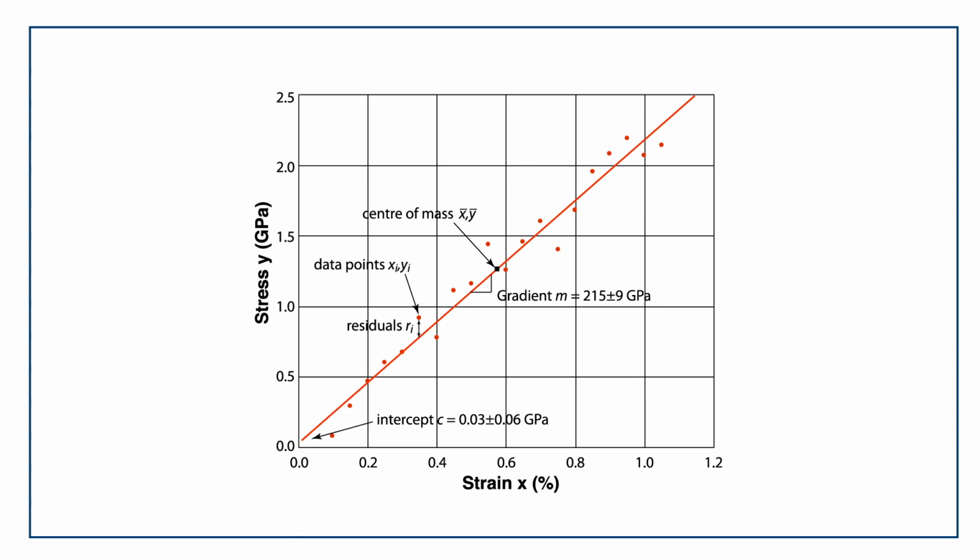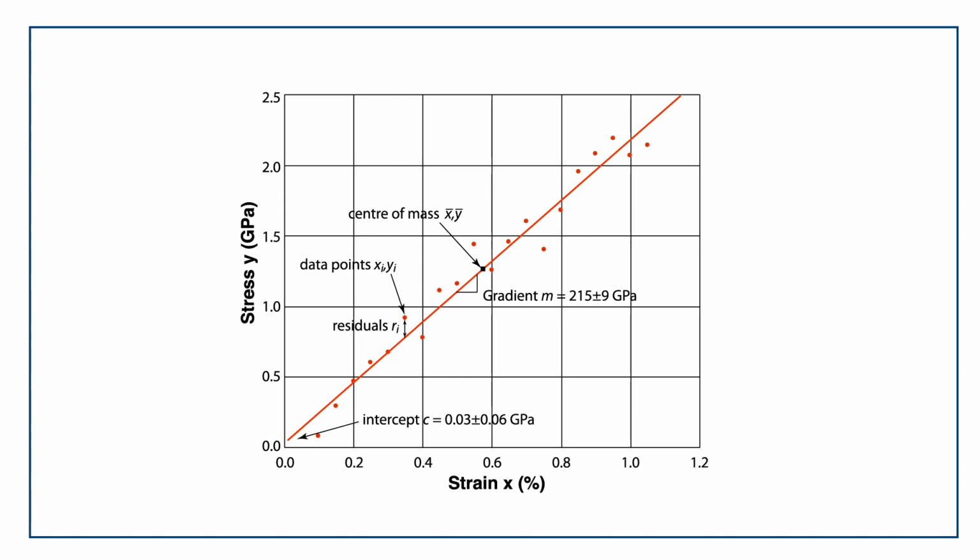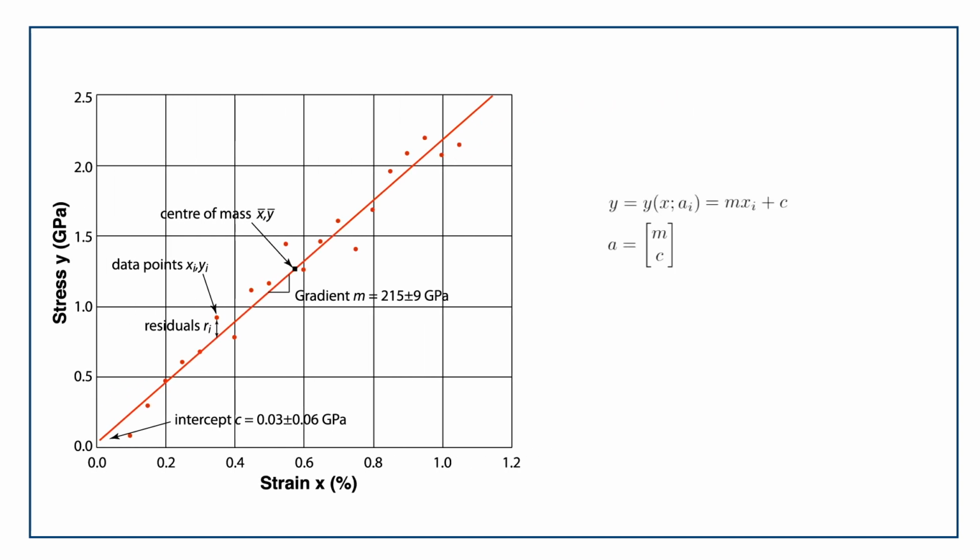Alternatively, you can just try fitting something sensible based on how it looks, like a straight line to this data here, for example. Now, I can model my straight line y as being a function of the i observations xi and a vector a of the fitting parameters. In the case of a straight line, y equals mx plus c, the parameters in the vector a would be the gradient m and the intercept c of the straight line.